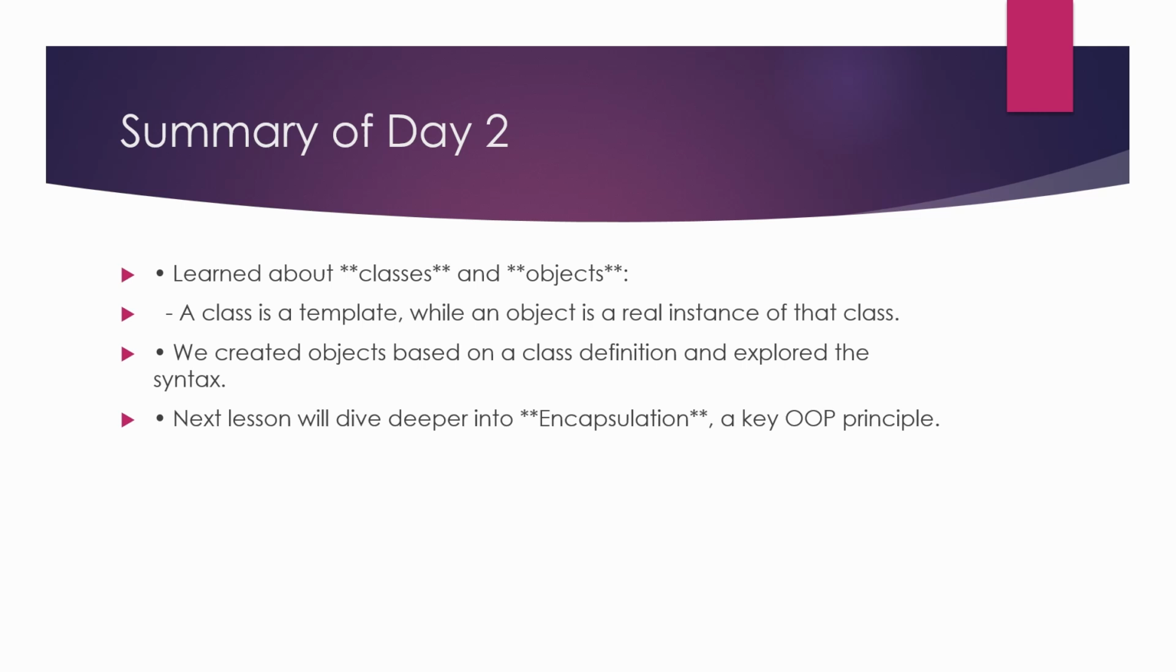Today, we learned about classes and objects. We saw that a class defines the structure of an object, and an object is a real-world instance that follows this blueprint. We also practiced creating classes and objects in C++ and learned the basic syntax. Tomorrow we will dive into encapsulation, one of the key principles of OOP.